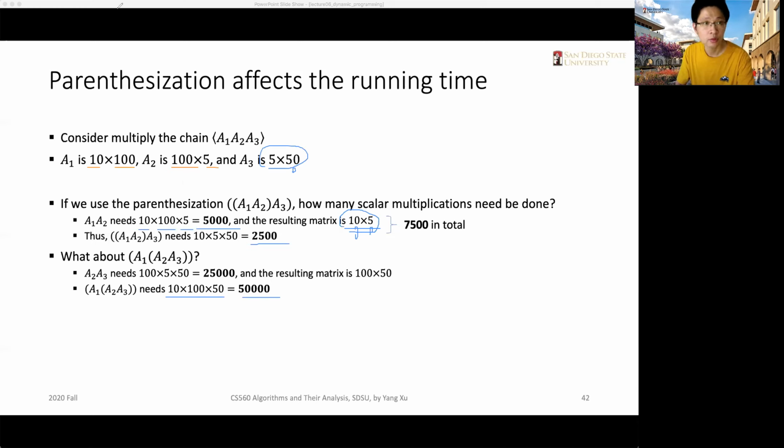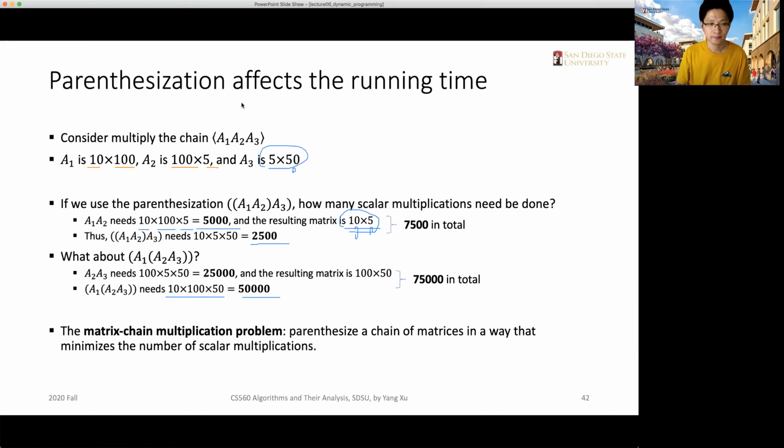So in total, it's 75,000, which is 10 times more computation needed for doing the same task, right? We're doing the same task, but with different ways of parenthesization. So this is a huge gap in performance, and we definitely want to choose the first way because it is much, much faster, okay?